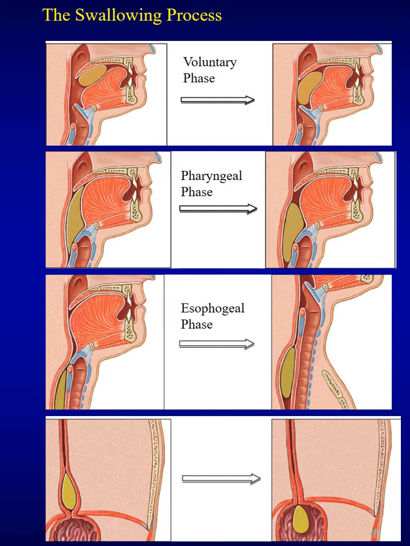Then the last phase is the esophageal phase, which is involuntary as well, and this is where the bolus passes through the esophagus and into the stomach. This begins when the superior esophageal sphincter relaxes to allow ingested materials into the esophagus. The presence of the bolus within the lumen of the esophagus stimulates peristaltic waves of muscular contraction that assist in propelling the bolus toward the stomach. The soft palate, uvula, and larynx then return to the pre-swallowing positions.